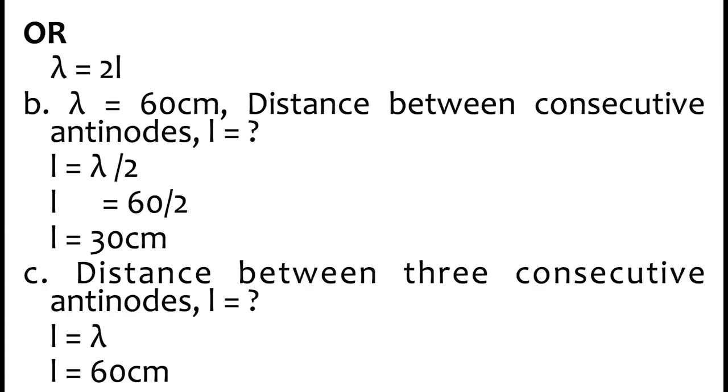So our wavelength relating with the length of the tube will be lambda equals 2L, or we say L equals lambda by 2. B. Lambda is 60 cm from the equation, and the distance between consecutive antinodes, L, is what we are asked to find. So from the formula relating the length of the tube and the wavelength, L equals lambda by 2, our L will be equal to 60 by 2, and that implies L equals 30 centimeter.